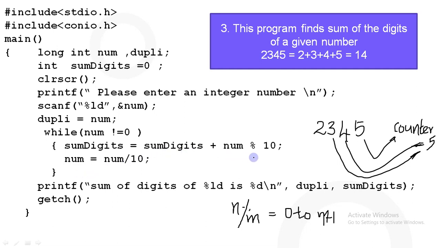Once again 3 will be retrieved, so it will be 3 plus 4 plus 5. And once again what remains, 23 will become 2. And 2 mod 10 will be 2. Therefore sum of the digits will be equal to 5 plus 4 plus 3 plus 2, and 2 divided by 10 is 0. So the condition not equal to 0 will become false. Therefore immediately control will be shifted over here, and the answer will be displayed on the screen.